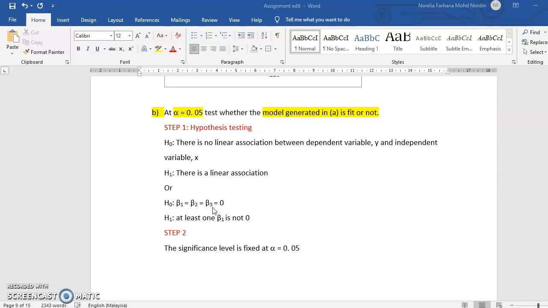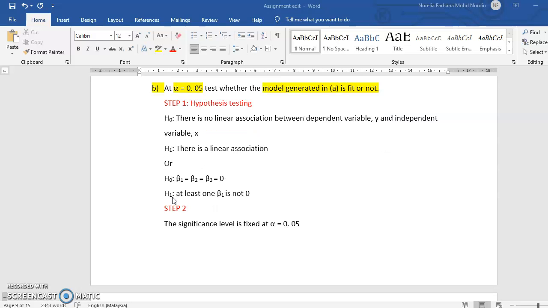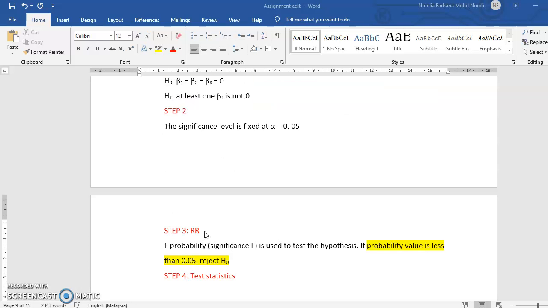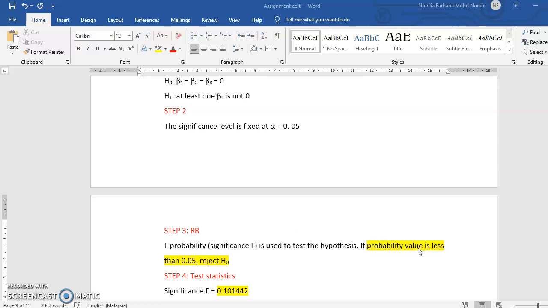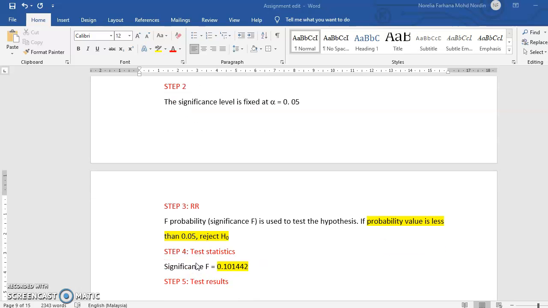As I mentioned before, if the value of beta is equal to 0, we can say that the relationship between y and x is nonlinear. The alternative hypothesis, at least one beta is not 0. So, second step, the significant level is fixed at alpha equal to 0.05. Third step, determine the rejection region. F probability or significant F is used to test the hypothesis. If probability value is less than 0.05, reject H0.